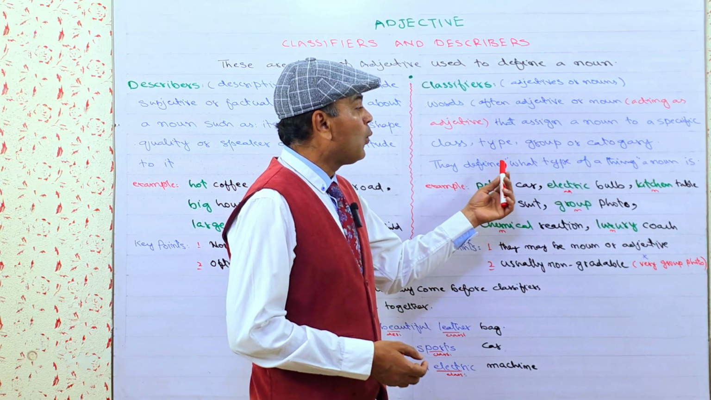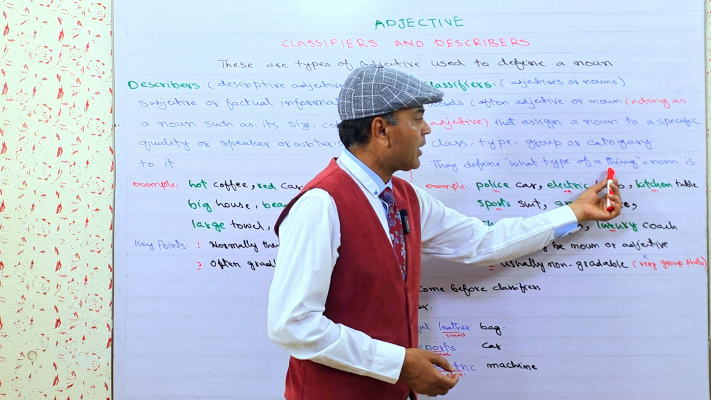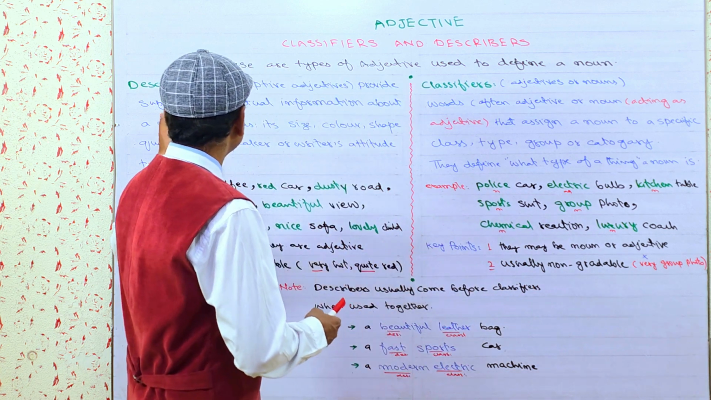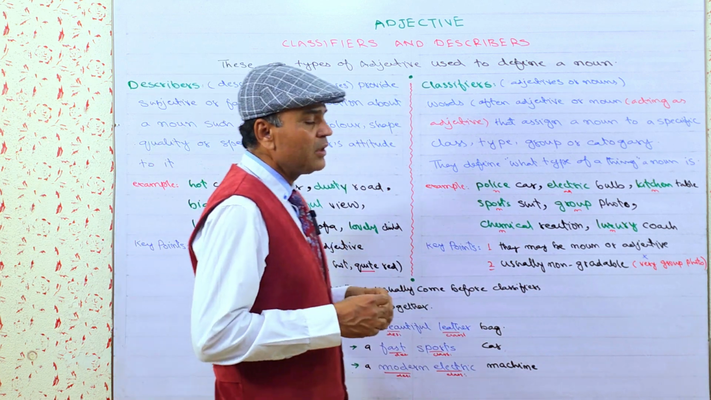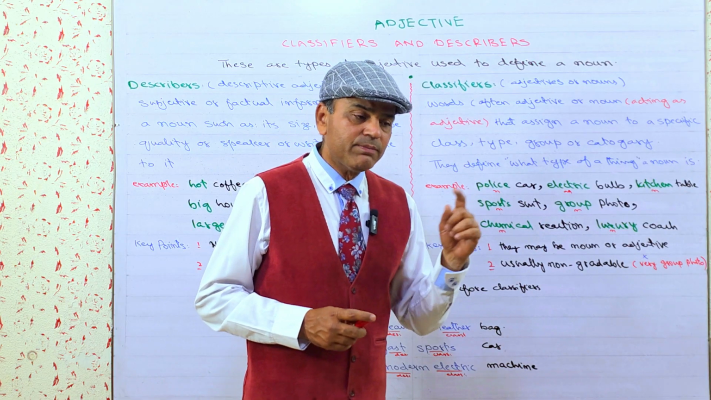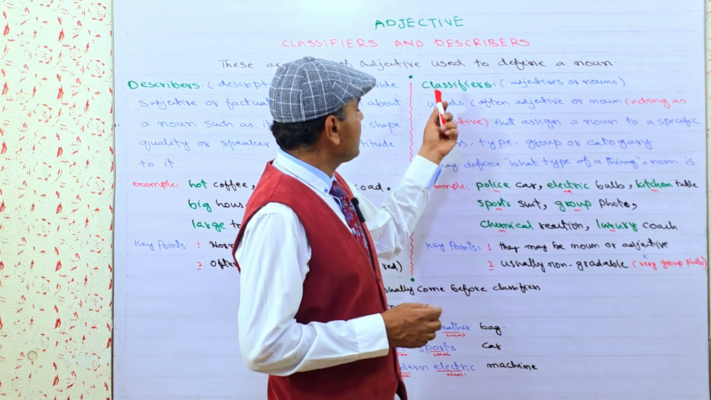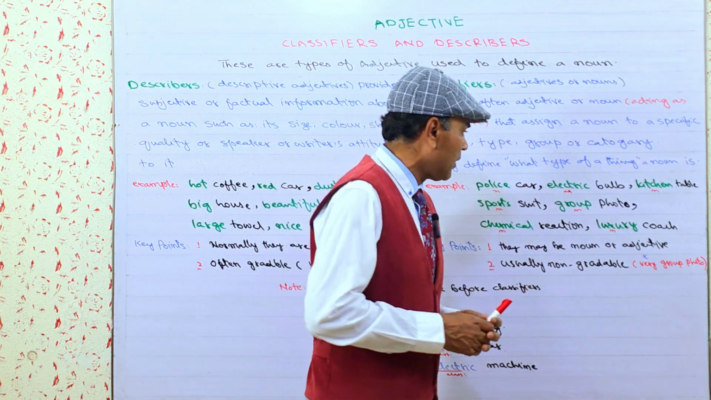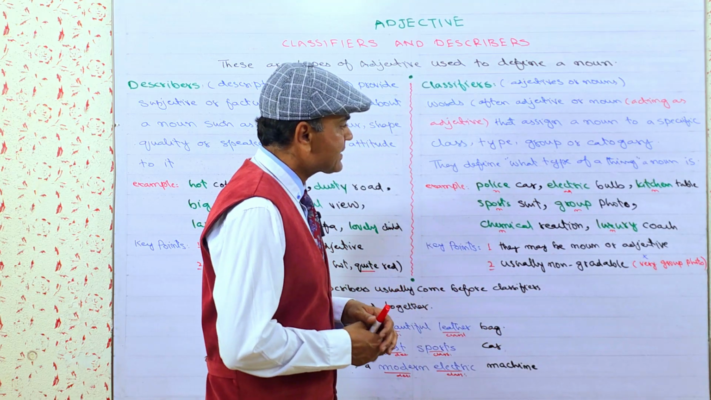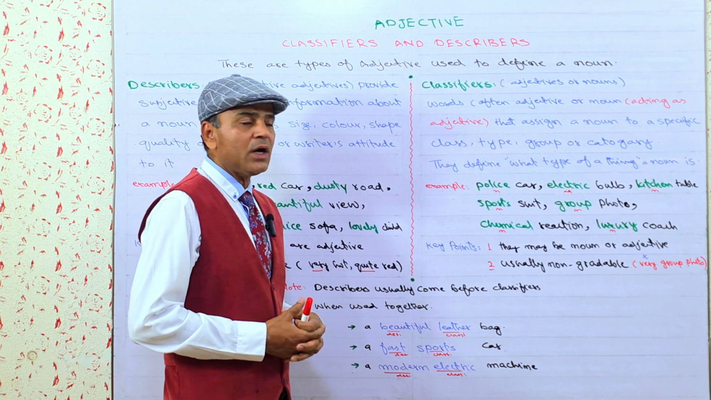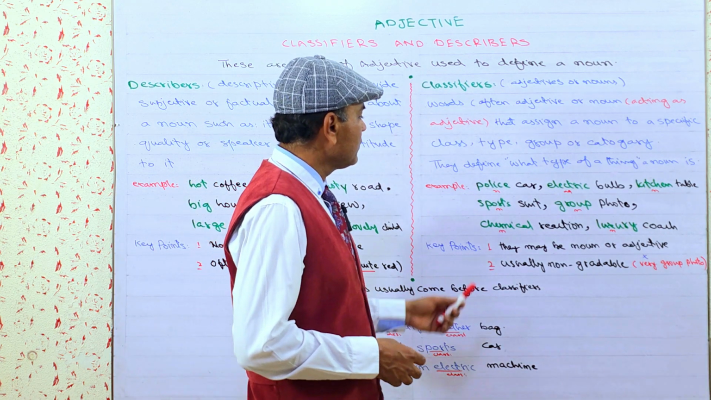They define what type of a thing a noun is. Here it is not a subjective or a factual information, but they tell us the type. So keep the point in your mind that when we are talking about classifiers, we are talking about the type of a noun. Let us understand that thing through the examples. The green words are classifiers.